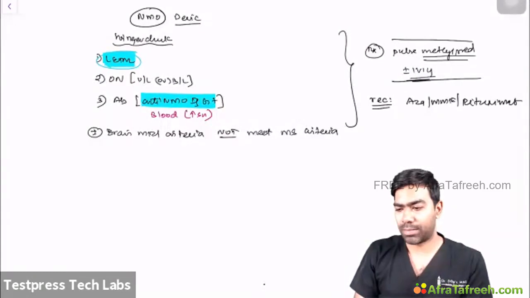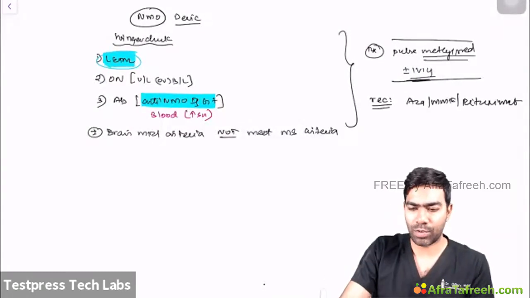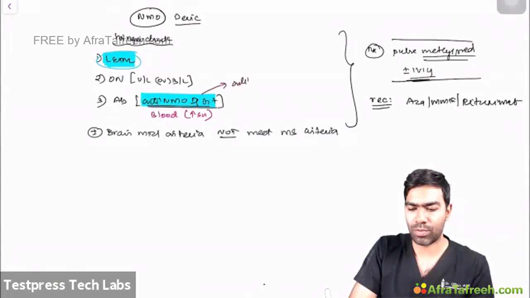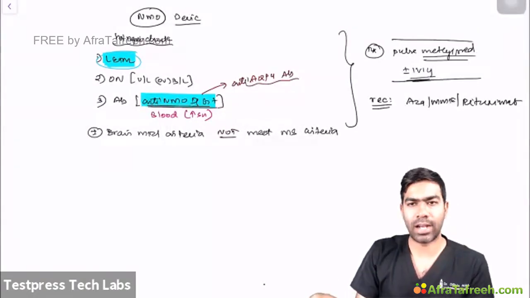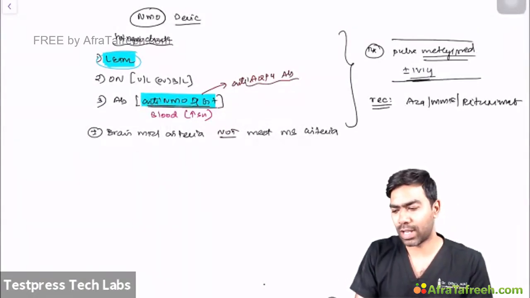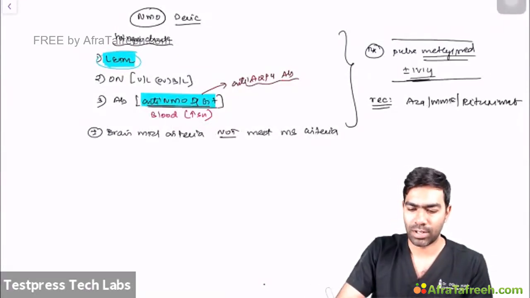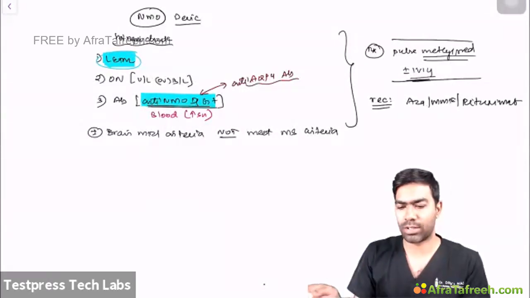And what is the other name? Everyone will be knowing, isn't it? What is the other name for this NMO IgG antibody? These are called anti-aquaporin 4 antibodies. These are also questions in exams. Anti-aquaporin 4 antibodies, anti-AQP4. Both are the same, they're not different. The other name for anti-NMO IgG antibody is anti-aquaporin 4 antibody.